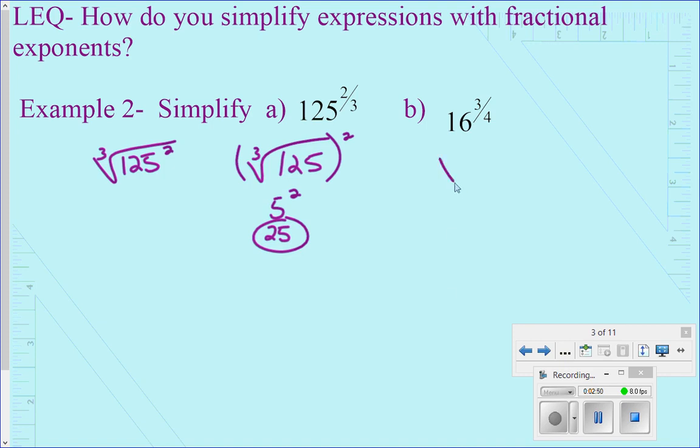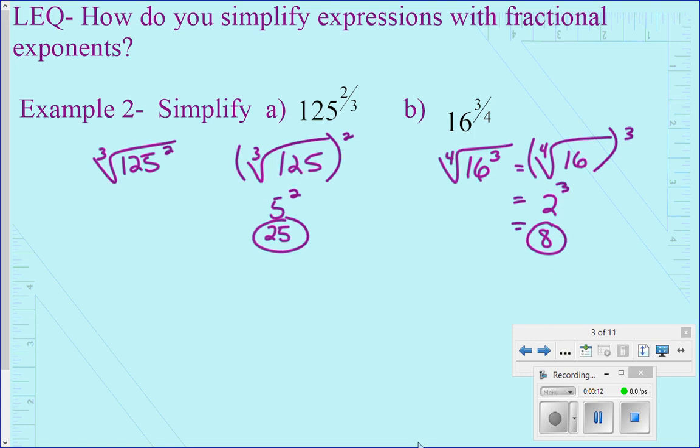So let's try this one. Same idea. 16, the 4th root, it's cubed. I could write it like that, but again, what's going to be more useful to me is to put the 3 on the outside. So if I take the 4th root of 16, well, we know that 2 to the 4th equals 16, which means the 4th root of 16 is 2. And I cube it. 2 cubed we know is 8. The final answer is 8.